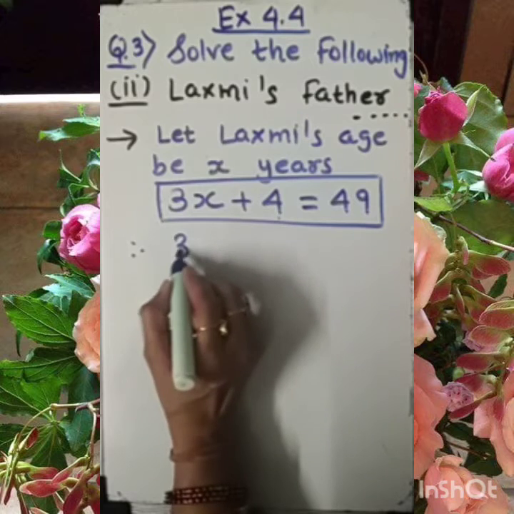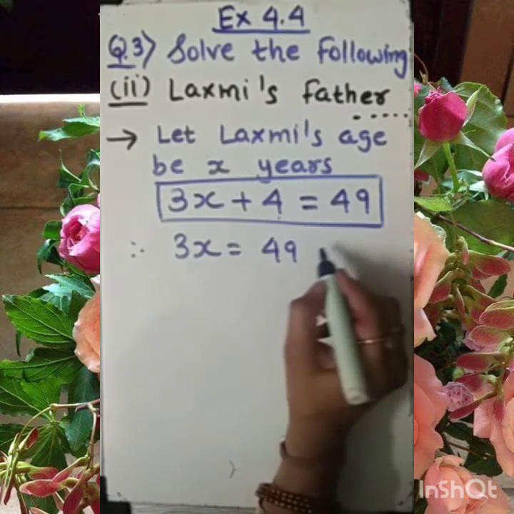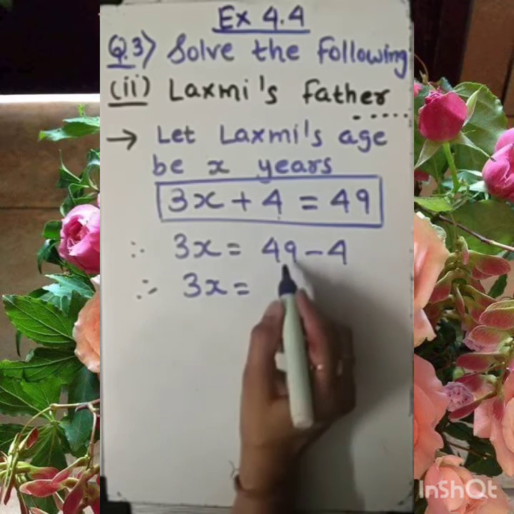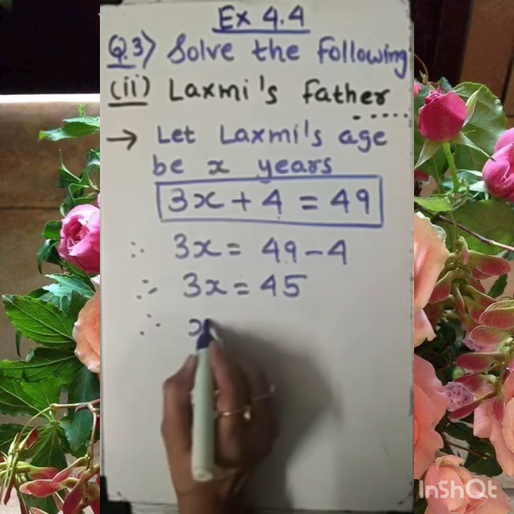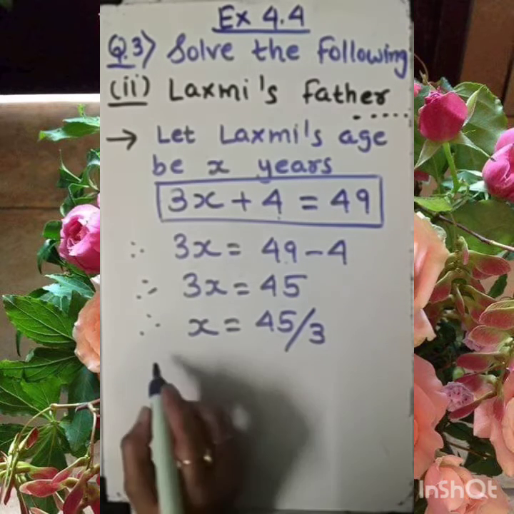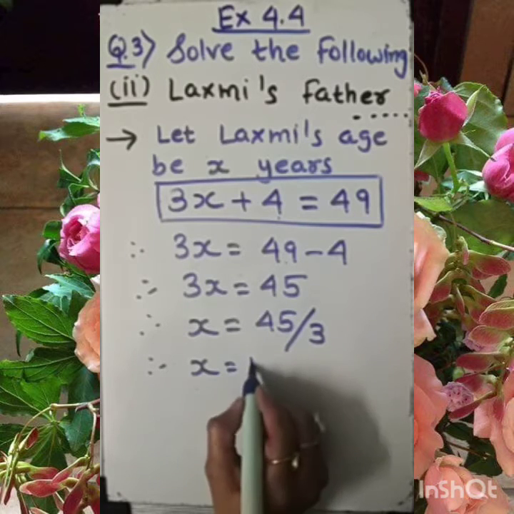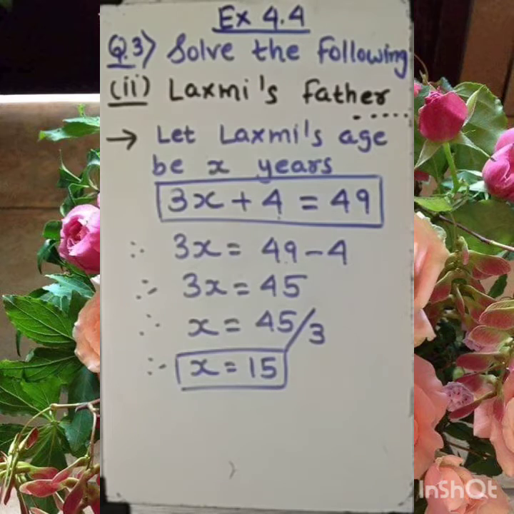Now let's make 3x the subject, and this 4 I am transposing to the right side, so it becomes minus 4. So my dear student, 49 minus 4 is 45. Therefore the value of x will be 45 divided by 3. You know very well, 3 fifteens are 45. If you know the tables, then your work will become easiest. The value of x is coming 15.